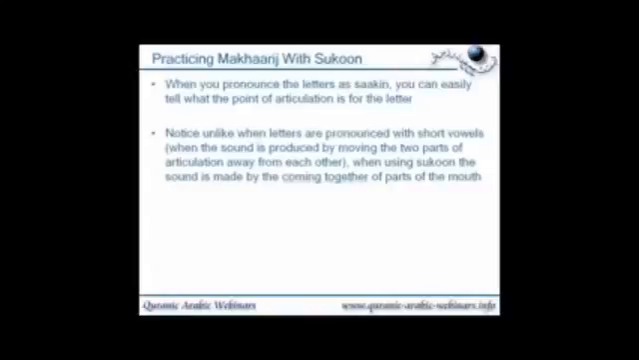So if you say ah or e or oo, you'll notice that the parts of your mouth are actually coming away from each other. Now when you use sukoon, the sound is actually made by the parts of your mouth which are involved in the pronunciation actually coming together, sometimes called collision.